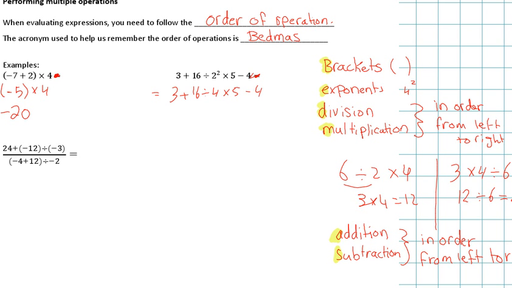What will be my next step? Yes, I have to do the division because division comes first. So 16 divided by 4 is 4. What's next? Multiplication. I have 4 times 5, which is 20. And then I have to go from left to right. So 3 plus 20, and then take away 4, which is 19.